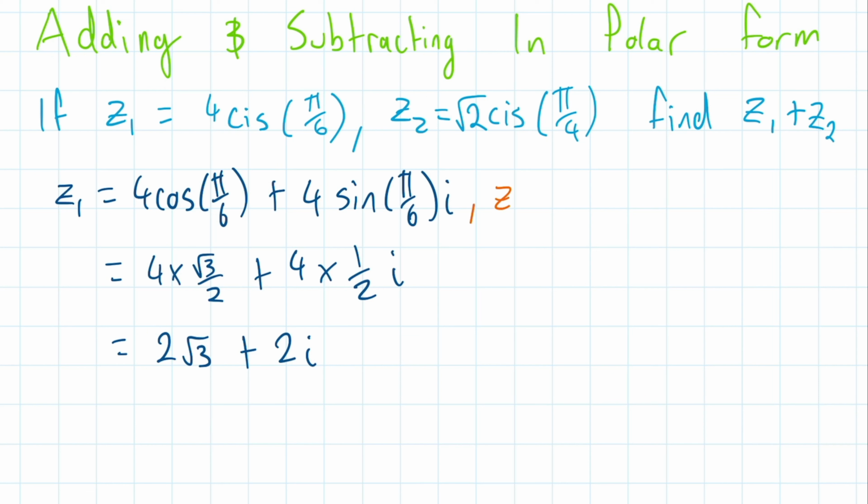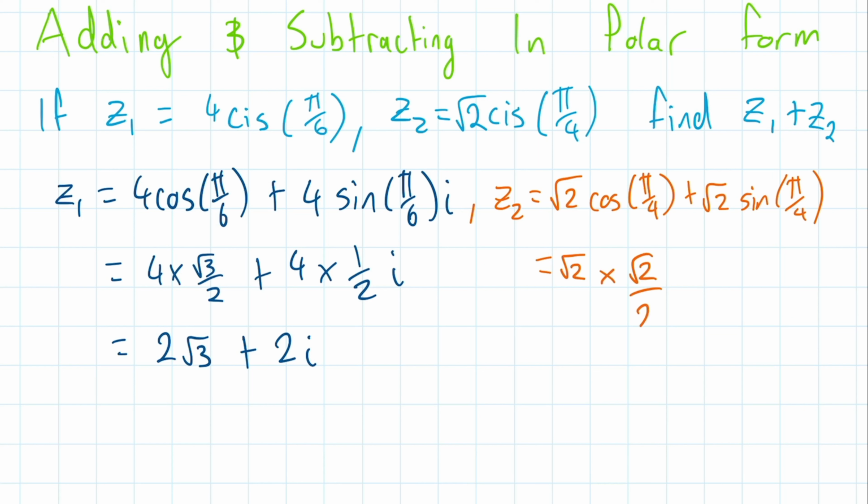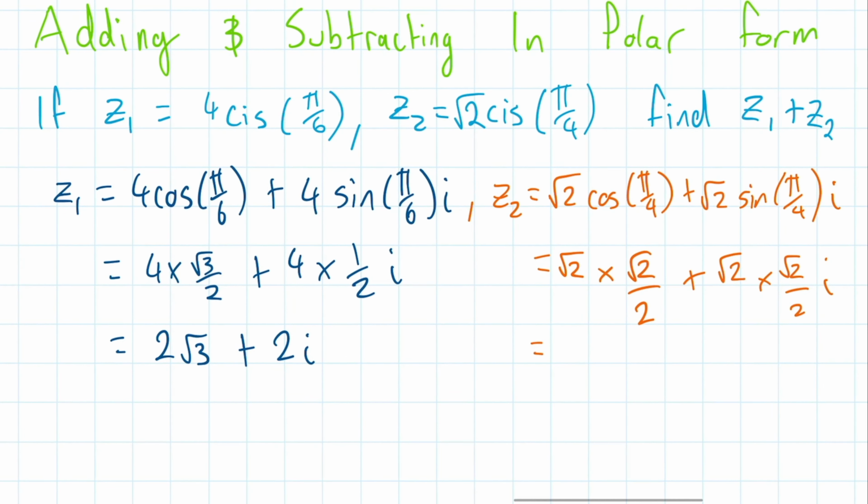Okay, if I do z2, well, z2 is going to be equal to root 2 cos of pi on 4 plus root 2 sine of pi on 4 i. Cos and sine of pi on 4 are both 1 over root 2, which if I rationalize my denominator is root 2 over 2. So therefore I get root 2 times root 2 over 2 plus root 2 times root 2 over 2 i, and I should have added the i up here as well. If I simplify all of that, well, root 2 times root 2 just gives 2. 2 divided by 2 is going to give 1. Same thing, so it's going to be 1 plus i.